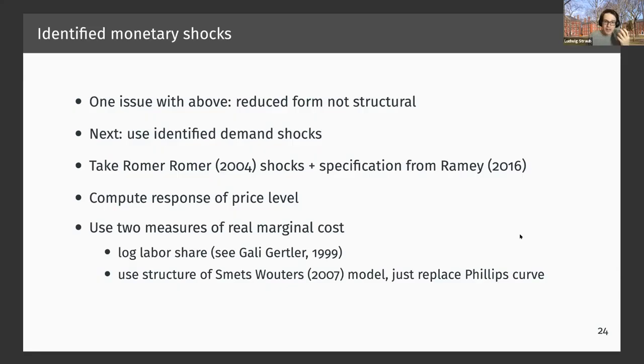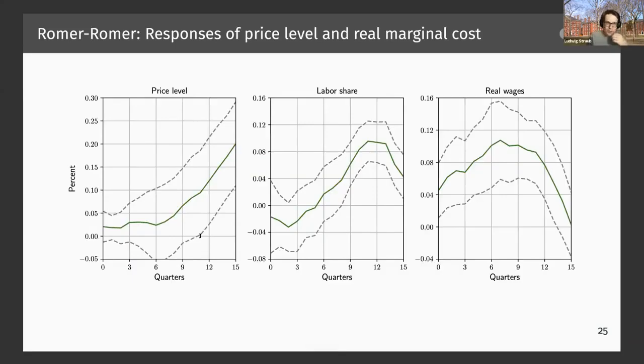We figure out the response of the price level, and we also figure out the response of several proxies for marginal cost. One proxy I'm going to focus on for now is the log labor share, which has been used, for example, by the famous paper by Gali-Gertler. When we run this in the data, we find a price level that's characteristically sluggish. It does basically nothing until 6 quarters out, and then it takes off.